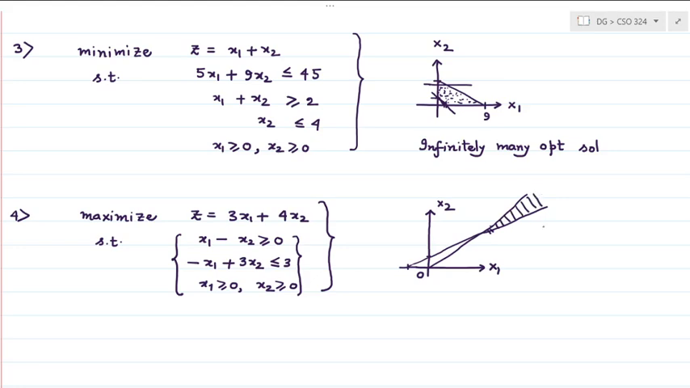And this feasible region is unbounded, right? And here the objective function can be made bigger than any number that you can think of, and so this objective function blows up in the feasible region. So this objective function line can be moved away from the origin indefinitely, and hence this problem has an unbounded solution.